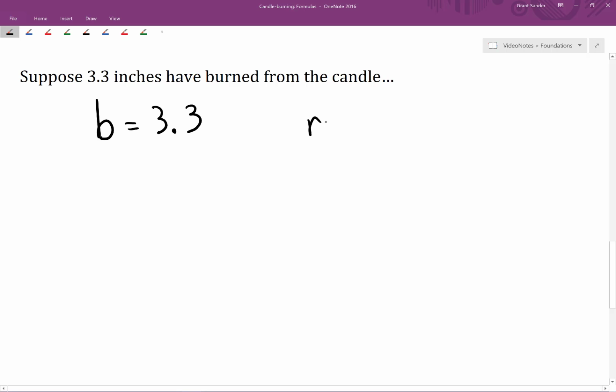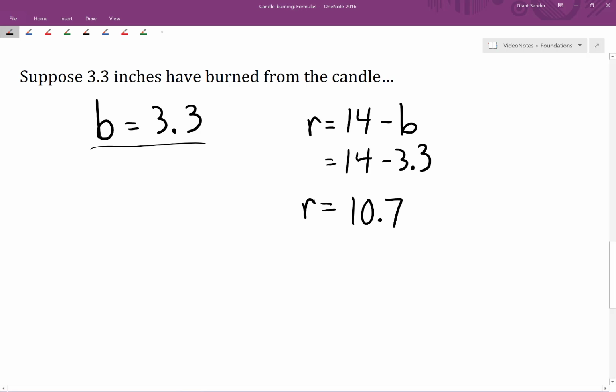Now we also know that r is equal to 14 minus b, so when b is equal to 3.3, then 14 minus b will be equal to 14 minus 3.3. We're just inputting that value of b in there, and 14 minus 3.3 is equal to 10.7. And therefore, when b equals 3.3, we have r equal to 10.7, which tells us when 3.3 inches have burned from the candle, the remaining length of the candle is 10.7 inches.